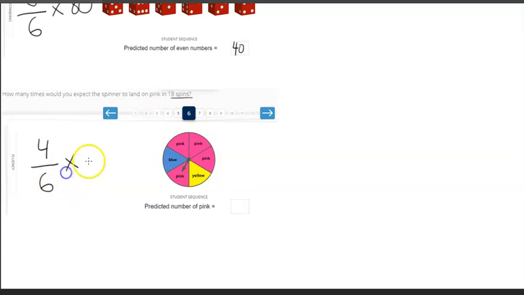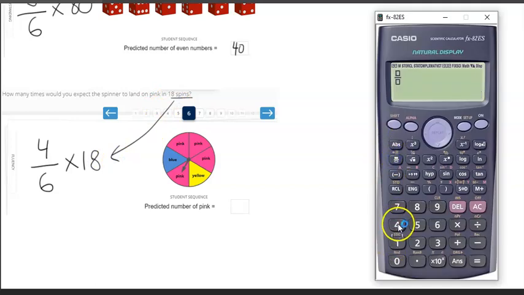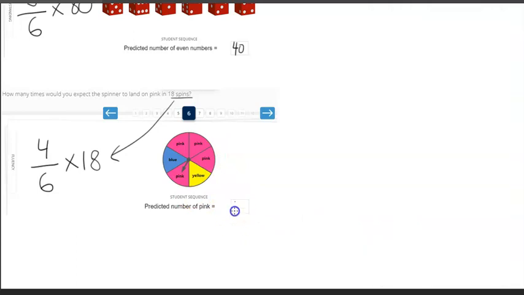If I multiply this by 18, because that's the amount of trials that we have, again, fraction 4/6, multiply that by the amount of trials, which is 18, and we get 12. So after 18 spins, I'm expecting pink to appear 12 times. Again, it's just an expectation. It's not a true representation of how many pinks I'm going to get, but it's the closest thing to a prediction.